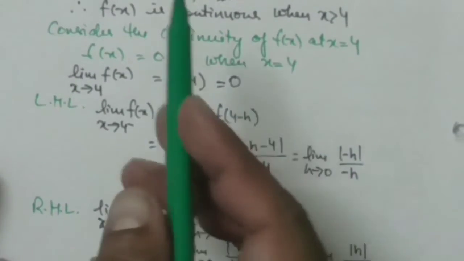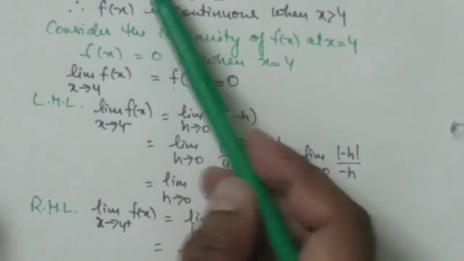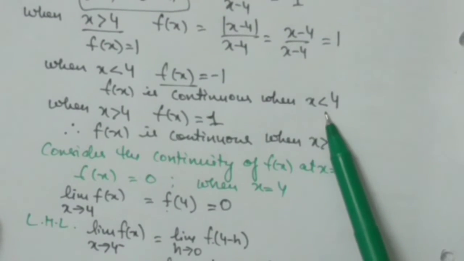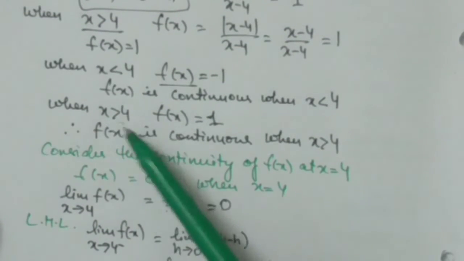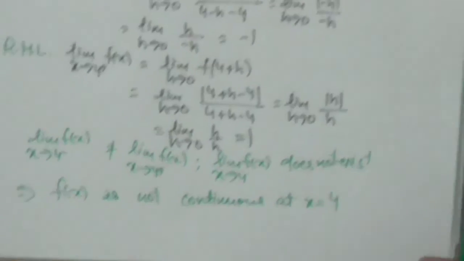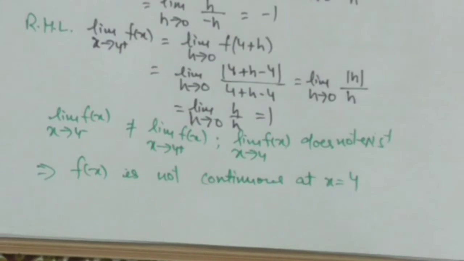So in this question I have shown that this function f(x) is continuous when x is less than 4. This function is also continuous when x is greater than 4, but this function is not continuous when x is equal to 4. So it means that this function f(x) is continuous everywhere except when x is equal to 4. Now let us solve one more question like this.